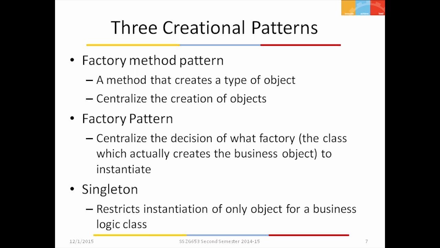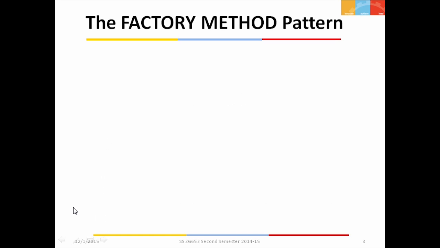So in both the cases, this centralization happened, but in the factory pattern it's a class, in the factory method it's a method. Singleton is a pattern which restricts instantiation to only one object or only a set of objects which is controlled for our business logic. It does not allow anybody to create objects. So it completely restricts that. So let's start with the factory method pattern.